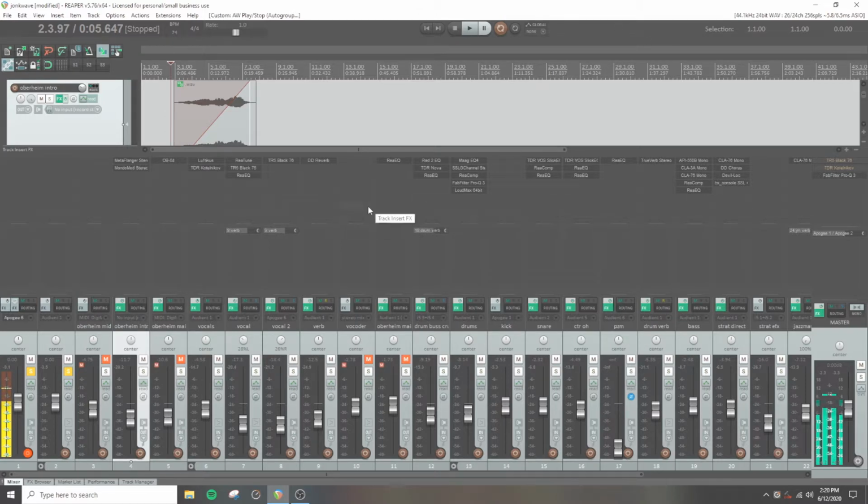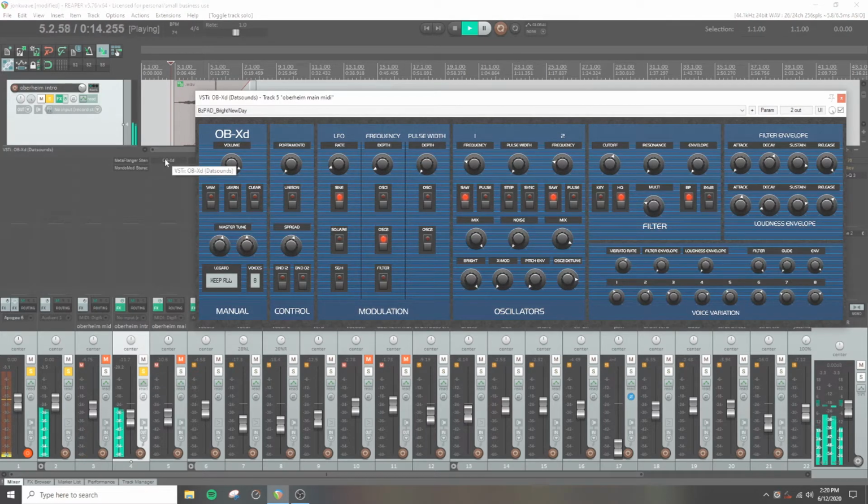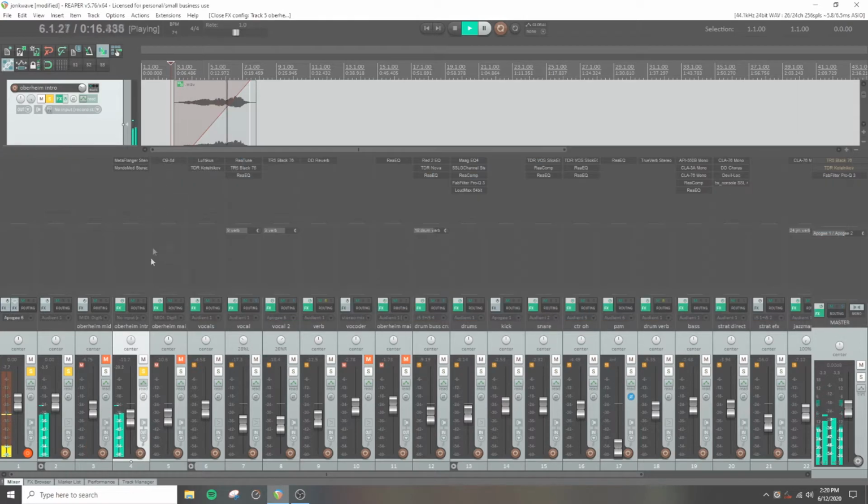Originally entitled Junk Wave. Who knows why? I'm an idiot. Anyway, this starts out with an Oberheim. It's the old Dat Sounds OBXD.